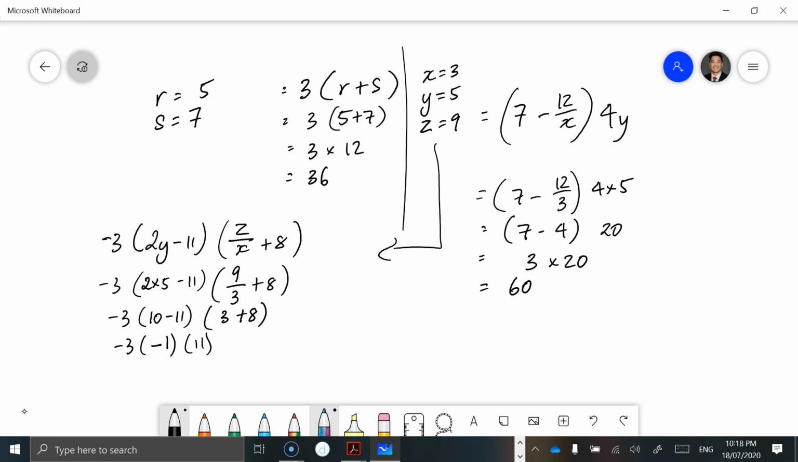Now, these sets of brackets are actually multiplied to each other. There's a little multiplication, there's a little multiplication, and so we're multiplying these three numbers together. Minus 3 times minus 1, two negatives make a positive, so we get 3. And then 3 times 11 is going to equal 33. Hopefully that helps you guys.